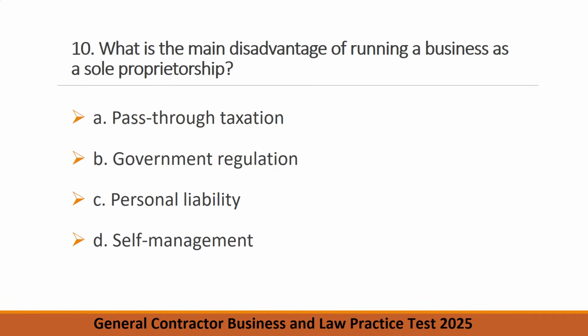10. What is the main disadvantage of running a business as a sole proprietorship? A. Pass-through taxation. B. Government regulation. C. Personal liability. D. Self-management.